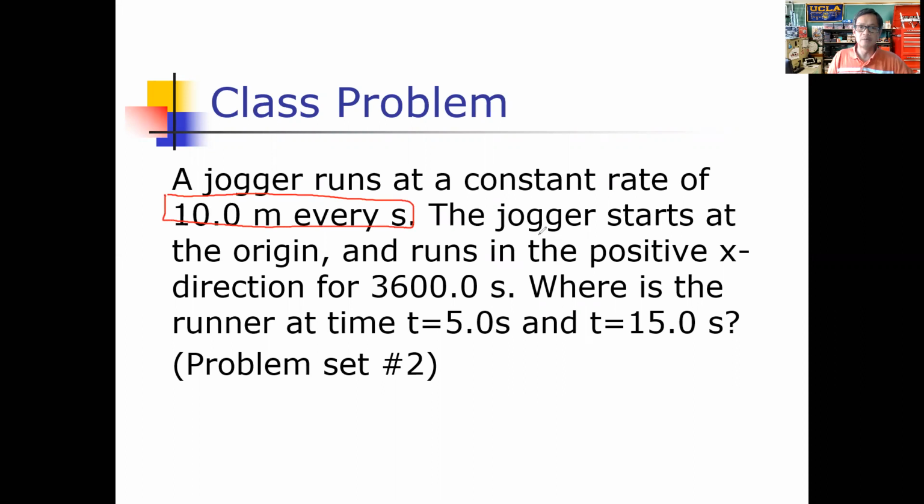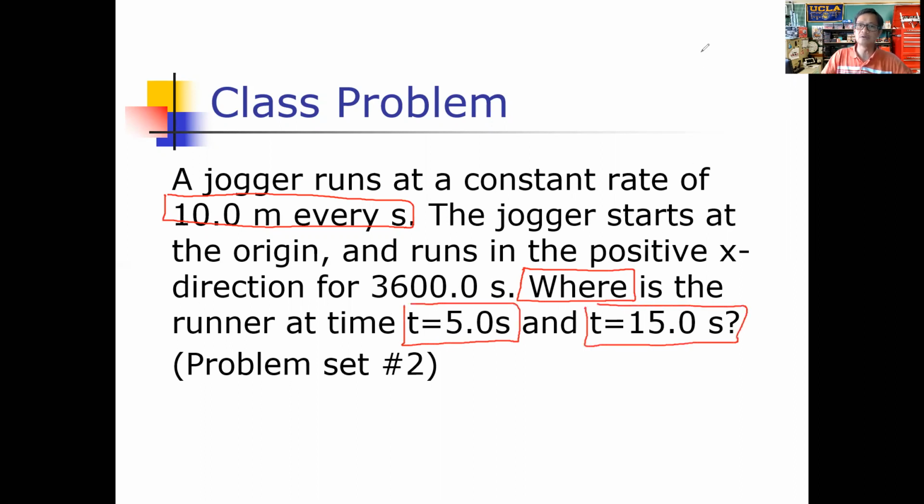We are told that the jogger starts at the origin, at the point that we have arbitrarily set as 0, and runs in the positive x direction for a time interval of about 1 hour. All right, so that's what we were told. The question we were asked to calculate is where the runner is, meaning we're trying to find the position of the runner, not after 1 hour, and not after 3,600 seconds, but after 5 seconds and after 15 seconds.